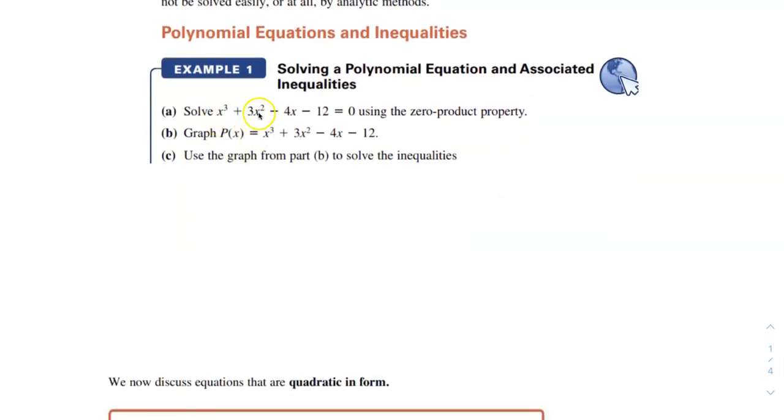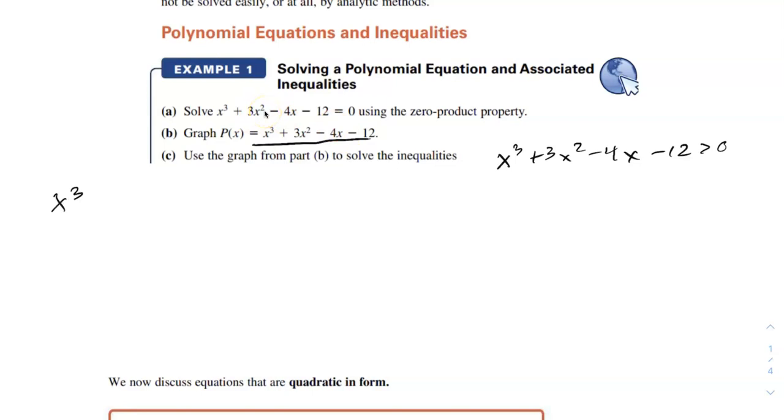Solve x cubed plus 3x squared minus 4x minus 12 equals 0. And then we're going to use our answer there to help graph this. And then we're going to use that to solve some inequalities. And actually, let me write down the inequality we're going to solve, which is this guy. Let's solve this greater than 0.